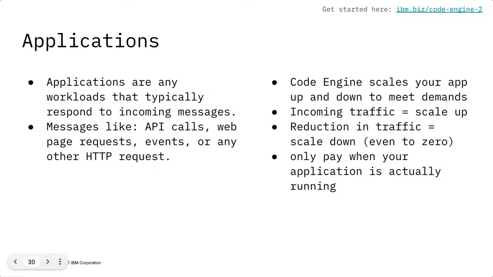So to start, applications are just workloads that typically respond to incoming messages. Those messages could be API calls or web page requests, events, or any other HTTP request. Applications process those messages. Code Engine will then scale your application based on the amount of incoming traffic to meet the demand. Likewise, it will scale your application back down when there's a reduction in traffic, even down to 0, like we just mentioned. This means that you're only paying when your application is actually running, and you're not incurring any costs when it's scaled down to 0, when it's not receiving any requests.